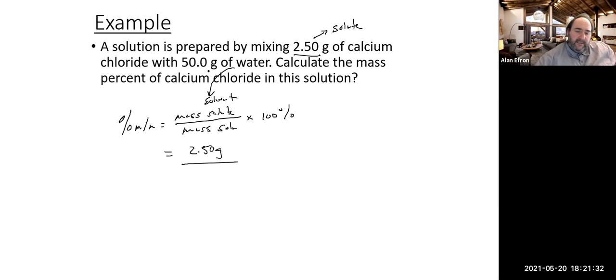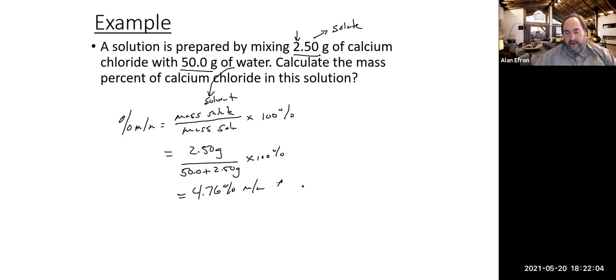But remember, it's not just the 50 here. That is the solvent. We do need to add it to our solute for the bottom. So we would take 50 plus 2.5 grams. Again, that's going to get us the mass of the entire solution, not just the solvent, which is a very common mistake, as we talked about, that people sometimes make. And that will get us 4.76% by mass calcium chloride. Any questions on that one?